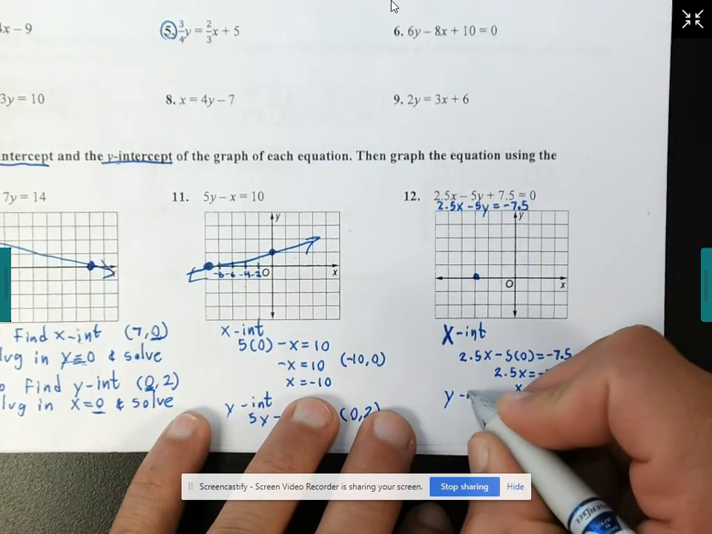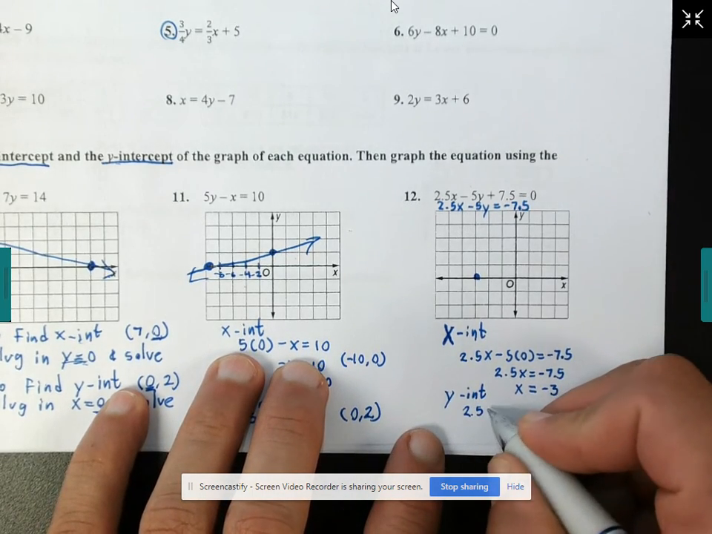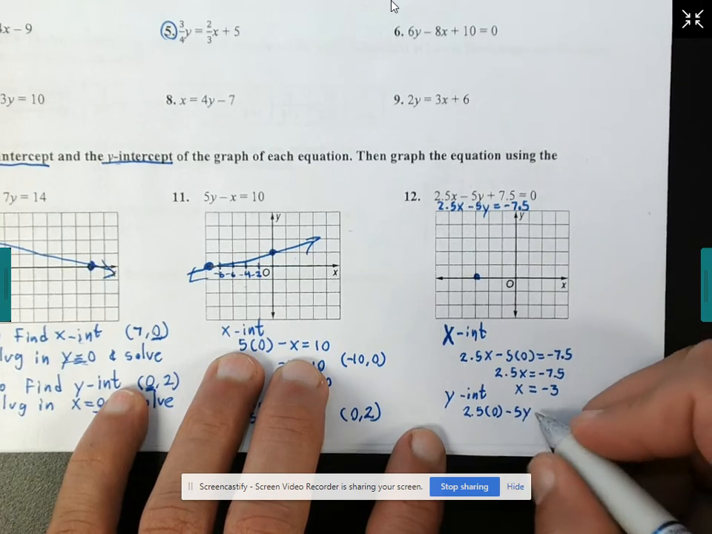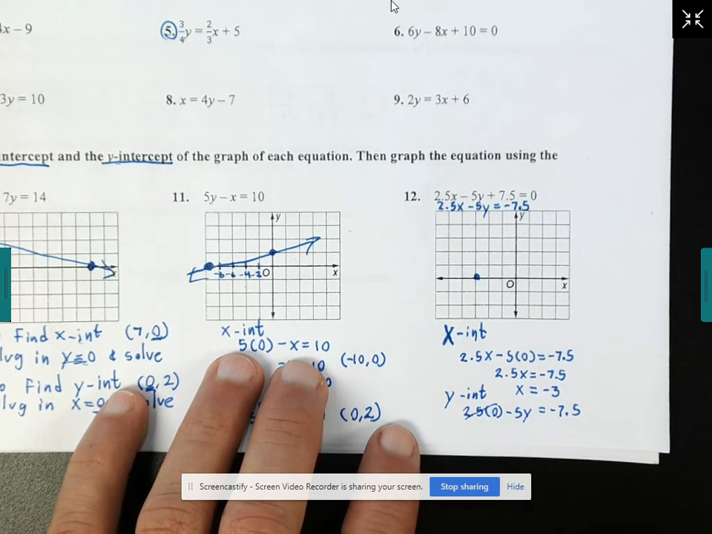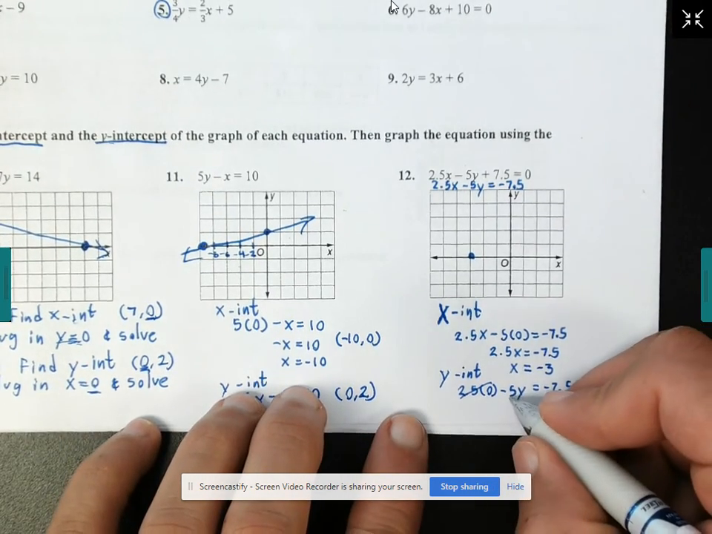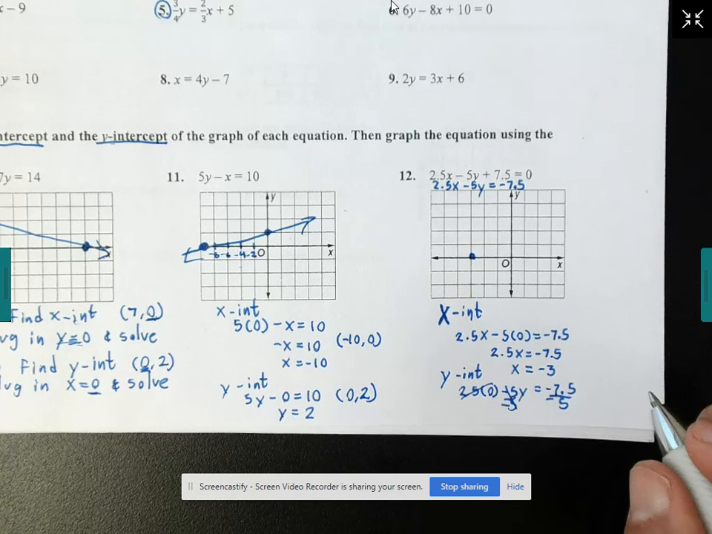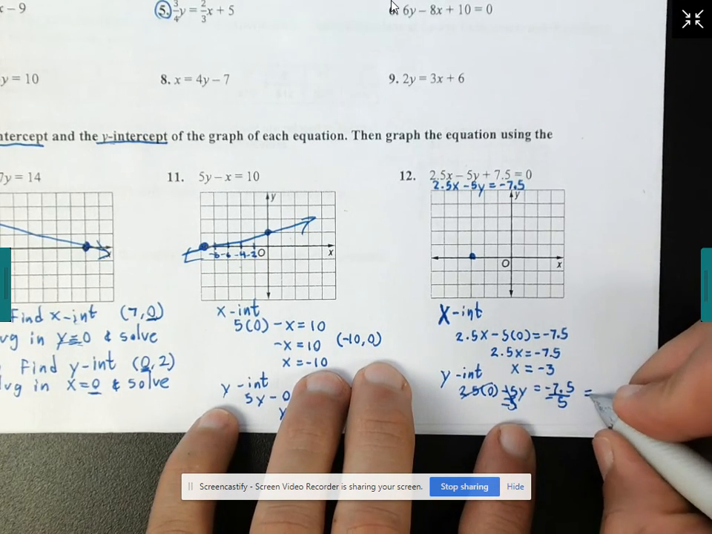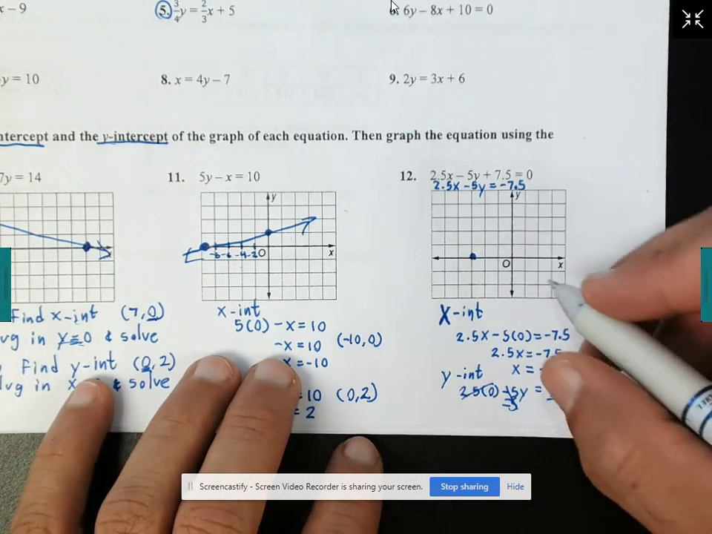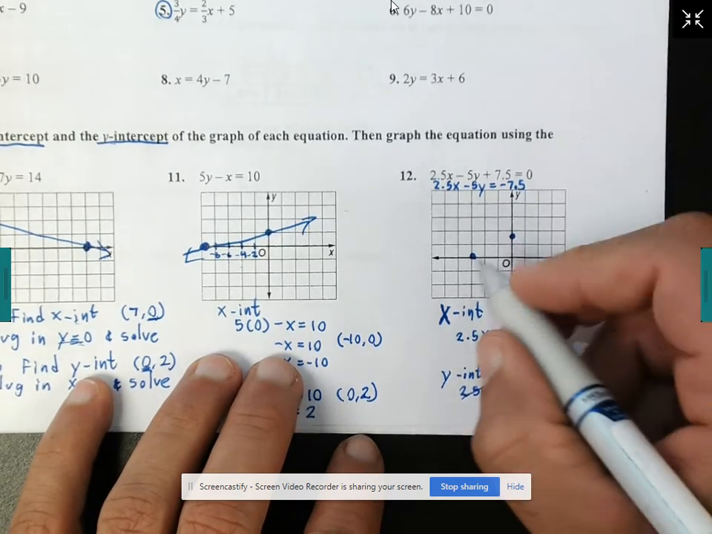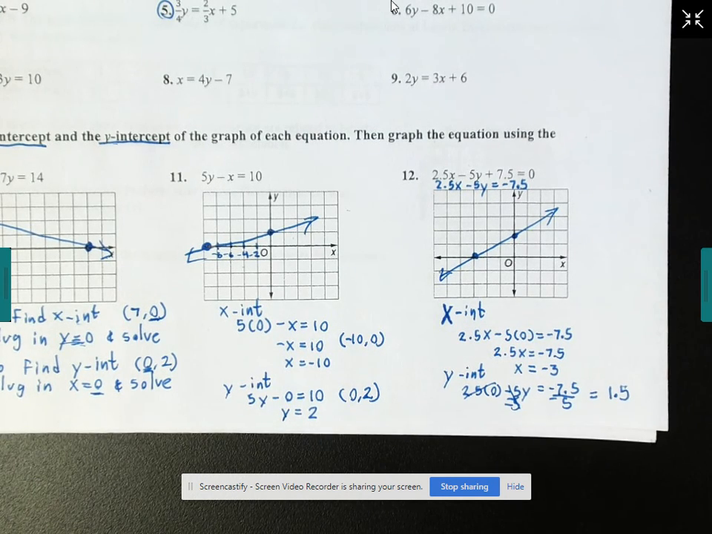My y-intercept would be, if I plug in a 0 for x, so I would have 2.5 times 0 minus 5y is equal to negative 7.5. All right, so that's basically gone. I don't need to worry about that. If I divide both sides by negative 5, that would give me 1.5 positive. All right, so my y-intercept is 1.5. All I need is 2 points to graph a line. All right, so this is normally why they want you to write it in standard form. So this is the lesson.